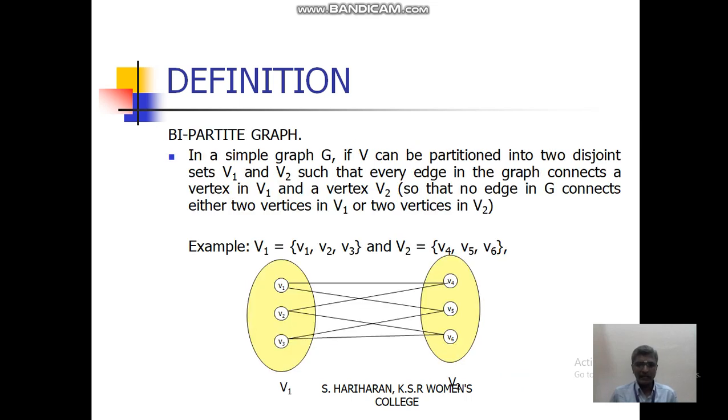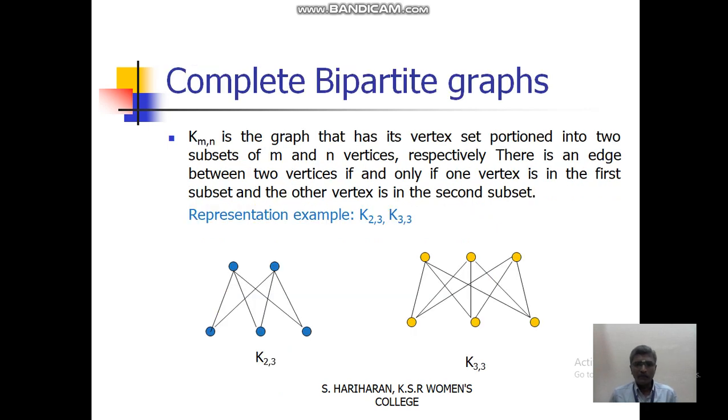Next, bipartite graph. In a simple graph G, if the vertex set V can be partitioned into two disjoint sets V1 and V2 such that every edge in the graph connects a vertex in V1 and a vertex in V2. And complete bipartite graph, represented by the symbol K(m, n), is the graph that has its vertex set partitioned into two subsets of m and n vertices respectively. There is an edge between two vertices if and only if one vertex is in the first subset and the other vertex is in the second subset.